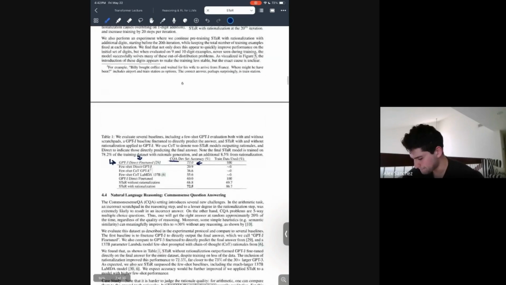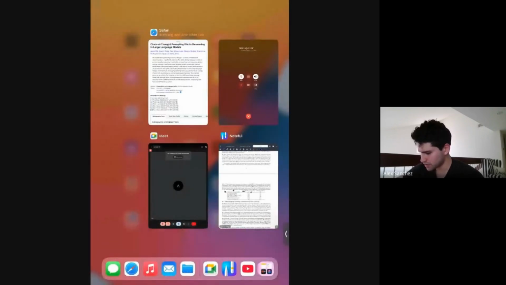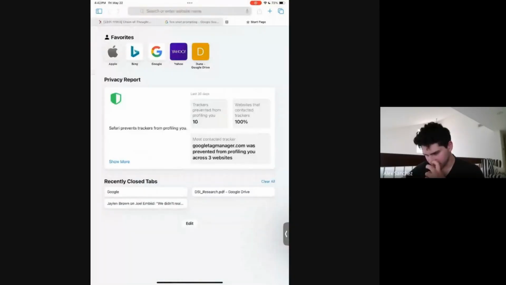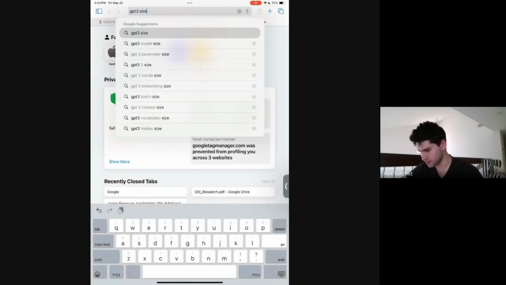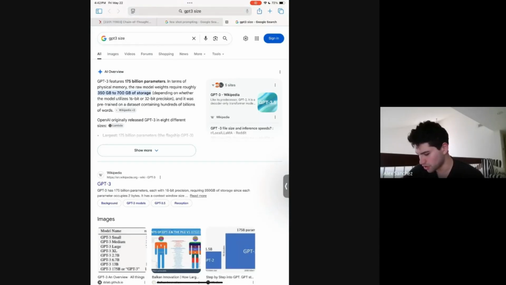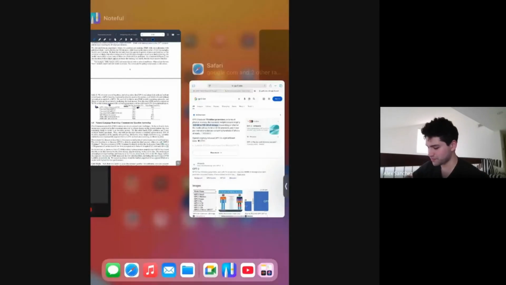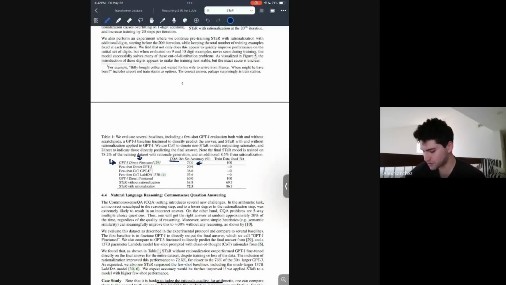GPT-3, I forget, but I believe it's like 150 billion parameters, GPT-3 size. Let's see. 175 billion parameters. And with GPT-J, which was 6 billion parameters, and rationalization and this STaR loop, they approximated the same accuracy with less of the training data being used.